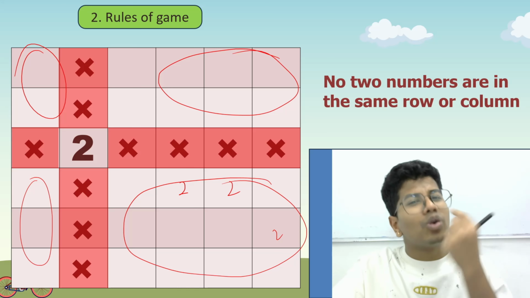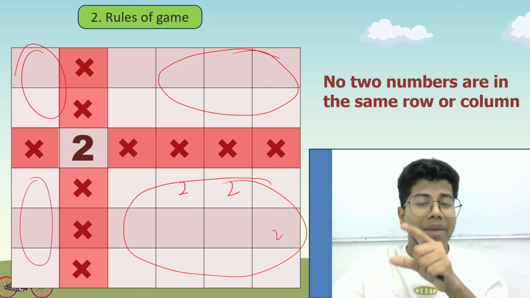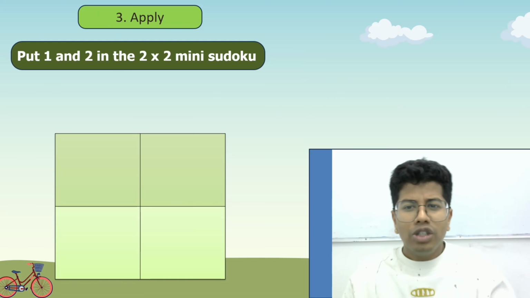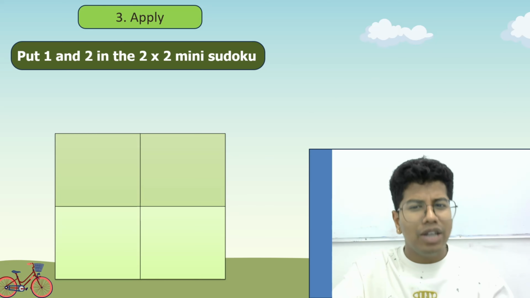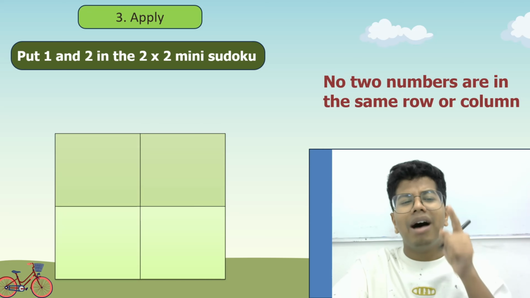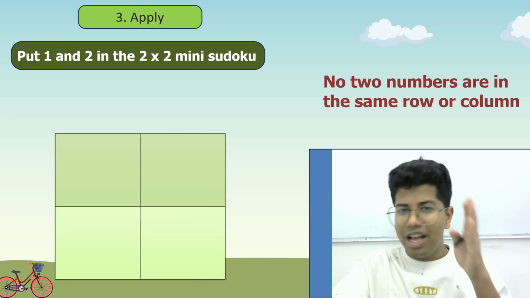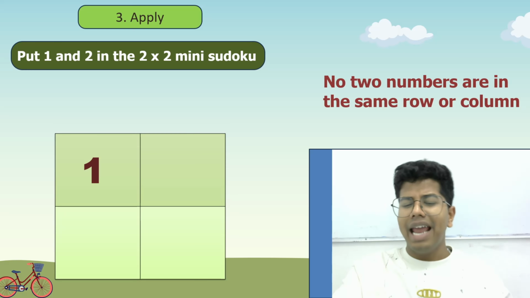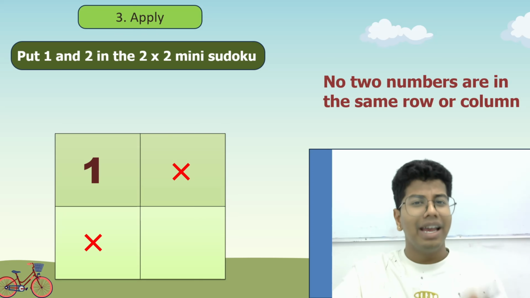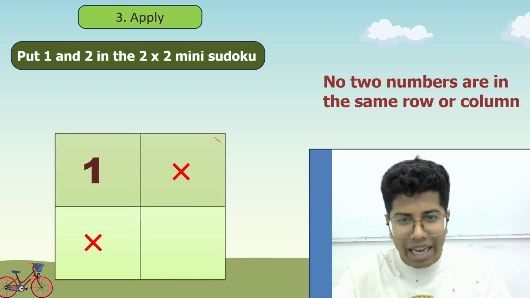So if this is the rule of the game, let's try to understand from a very basic game. The smallest one, that is a 2 times 2 mini Sudoku. So here we just have to put 1 and 2 in this mini Sudoku. And the question is, where the no two numbers are in the same row or column. This is the condition. So if there is 1 here, can I place 1 here? Of course not, it's the same row. Can I place 1 here? Of course not, same column. So I can't place 1 here, I can't place 1 here.